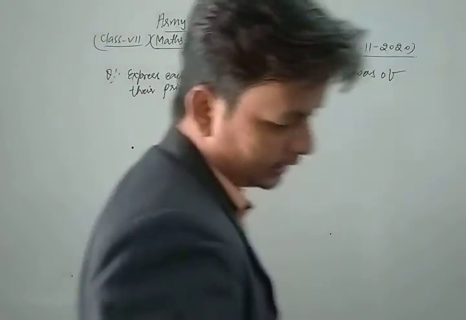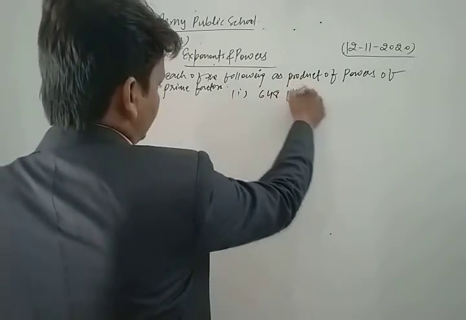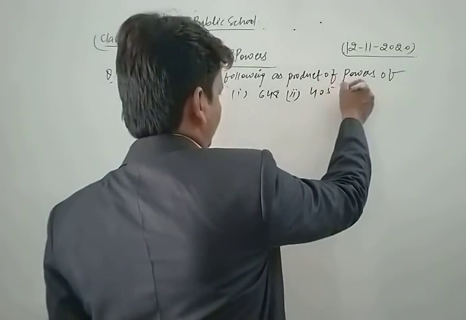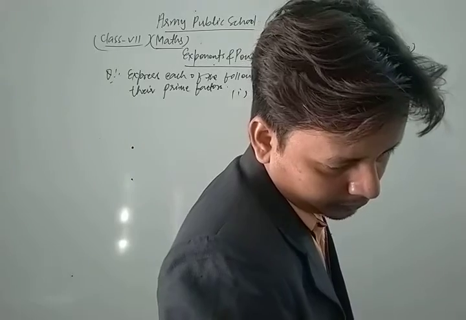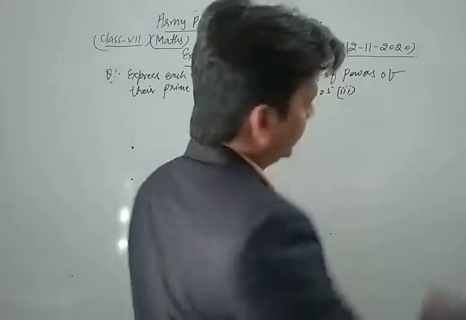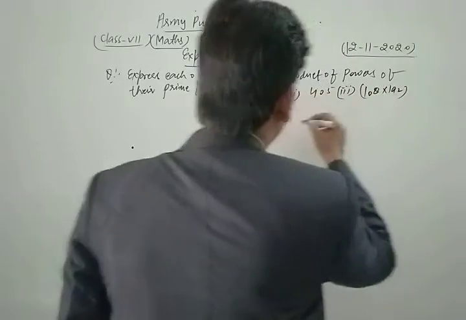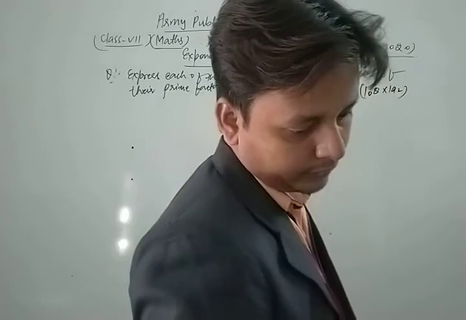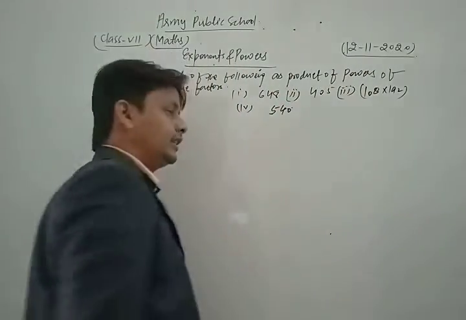And your question is, the first one is 648, the second one is 405, the third one is 108 into 192, and the fourth one is 540. Okay, this is the question here.